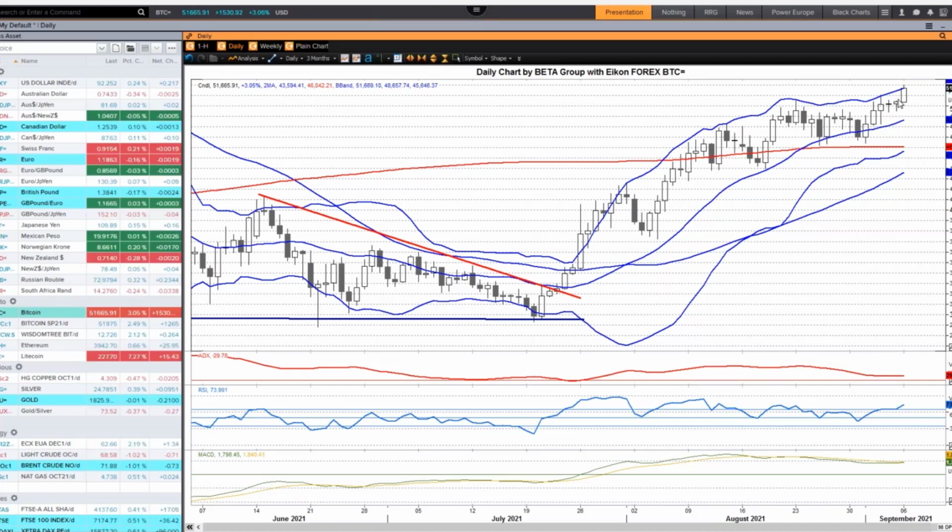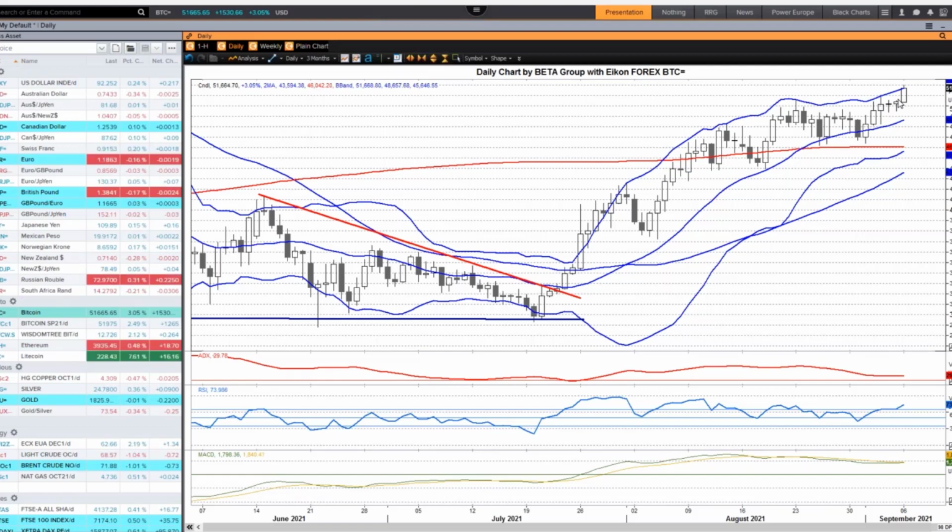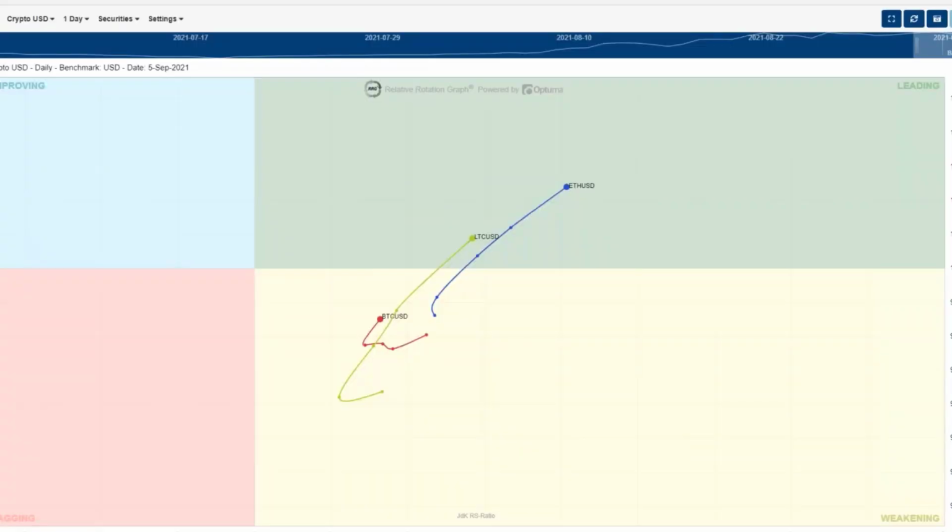But we are clearing 50,000. That's a psychological thing, but it's heading towards substantial resistance, and I do think this one will lag. So the RRG really tells the whole story extremely well. Again, Ethereum, Litecoin, Bitcoin, but all of them better than the dollar, which is very weak.